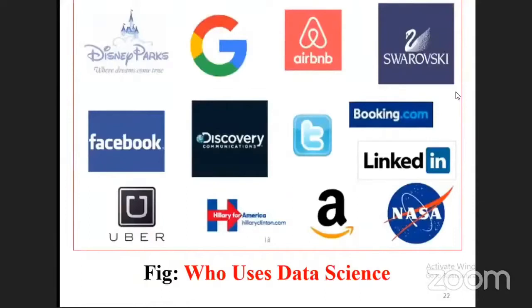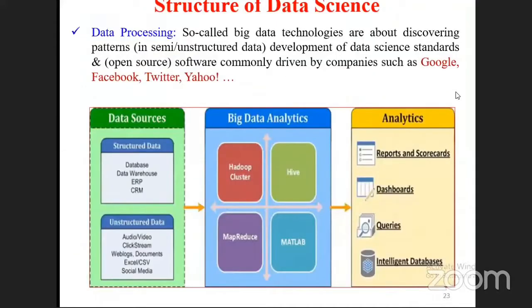So who uses data science? Big names in the market: Disney Parks, Google, Amazon, NASA, Booking.com, Discovery, Facebook, Uber, LinkedIn. These very big giants are using data science applications. What is the structure of data science? Data processing consists of three tiers. Tier one, data sources. Tier two, big data analytics. And finally, tier three, analytics.